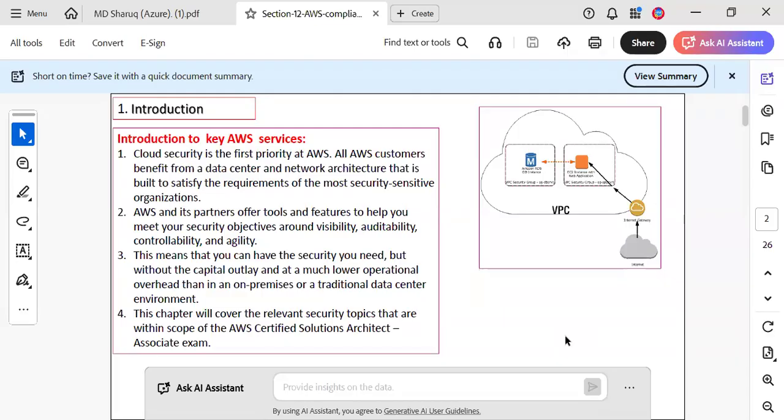Now everything is connected by the cloud service providers like AWS, Azure, GCP, Alibaba, or any other cloud services. They are maintaining all these things. So this means that you can have the security you need through the cloud services, and you don't need to invest in the capital like in the olden days, how people used to invest for infrastructure buying.